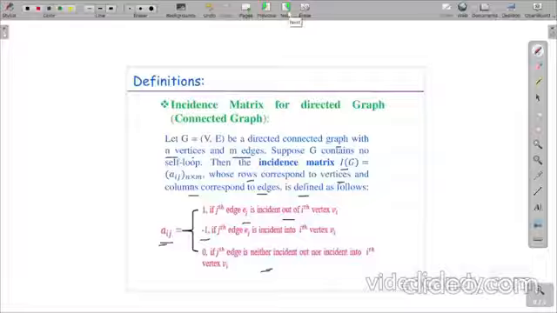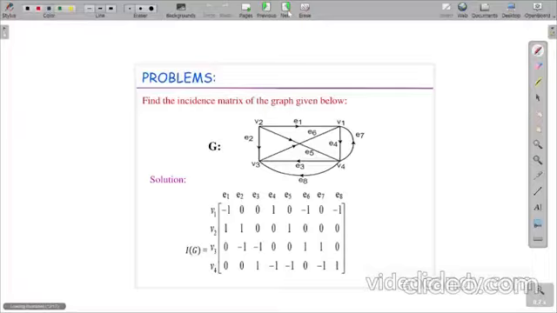So now for the incidence matrix of a directed graph, we have three types of elements: 1, minus 1, 0. This is one incidence. We have to find the incidence matrix of the following directed graph. We can see this graph is directed. Why? Because every edge has a particular direction. So this is the directed graph.